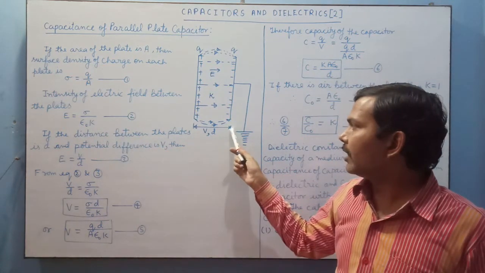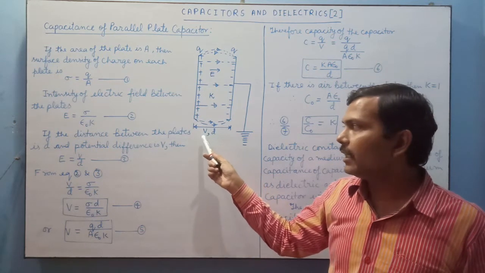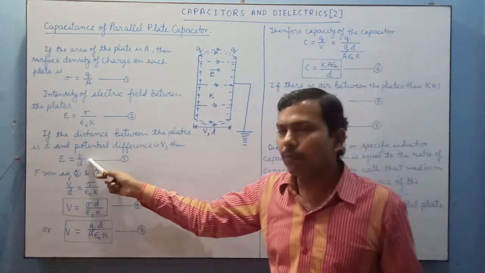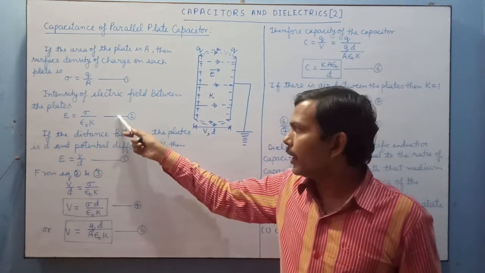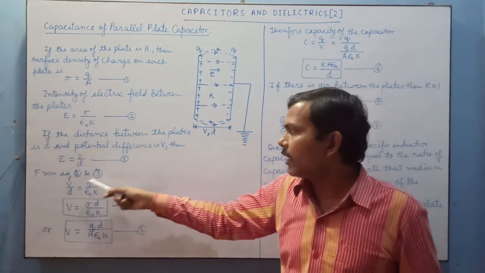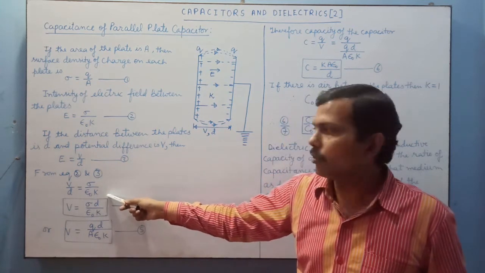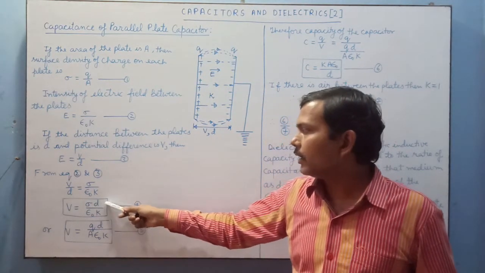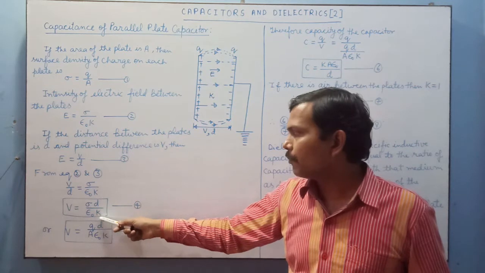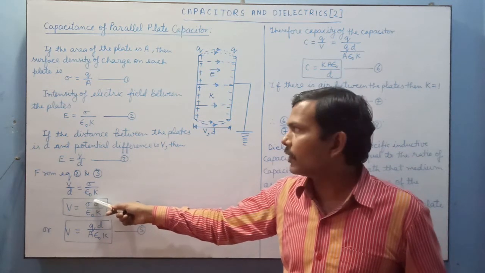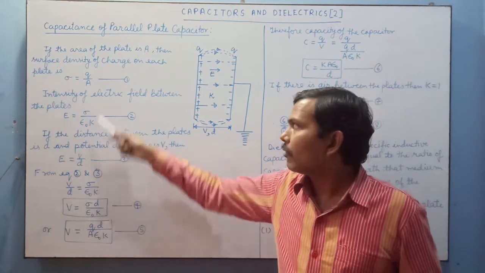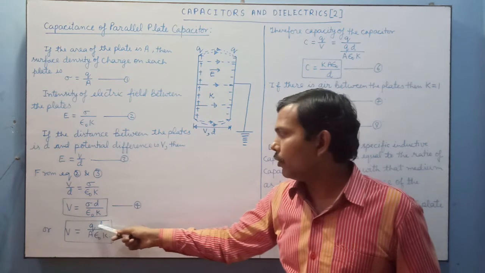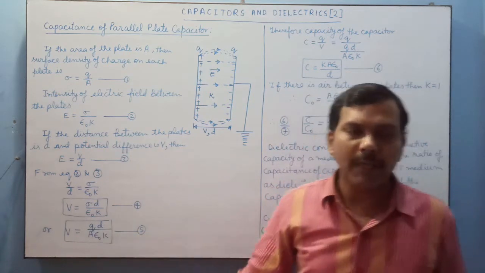If the distance between the plates is D and potential difference is V, then we know that electric field E is equal to V by D. Now we compare equation 2 and 3. So we get V by D is equal to sigma by epsilon 0 K. So from here we get V is equal to sigma into D upon epsilon 0 K. We will substitute the value of surface charge density sigma from equation 1, Q by A. So we get V is equal to Q into D upon A epsilon 0 K.